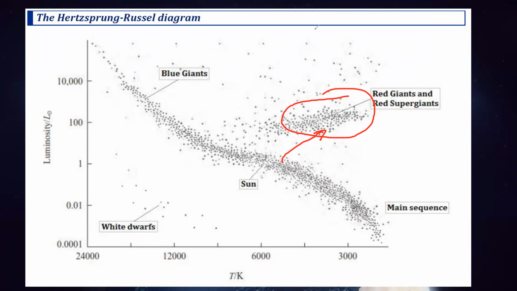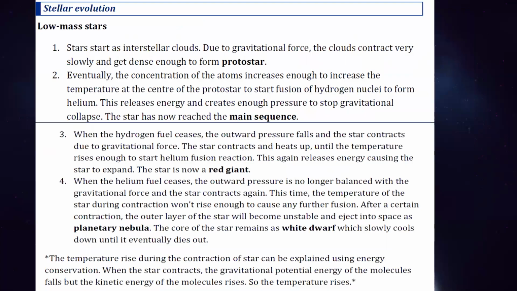And after turning into a red giant, what happened? When the helium fusion ceased, the outward pressure is no longer balanced with the inward pressure. And the temperature of the star during contraction won't rise enough to cause further fusion. So first, what happened? Stars started with the interstellar clouds. They are coming closer to each other, so gravitational force is there. When they come closer, they reach a certain temperature, so hydrogen fusion started.